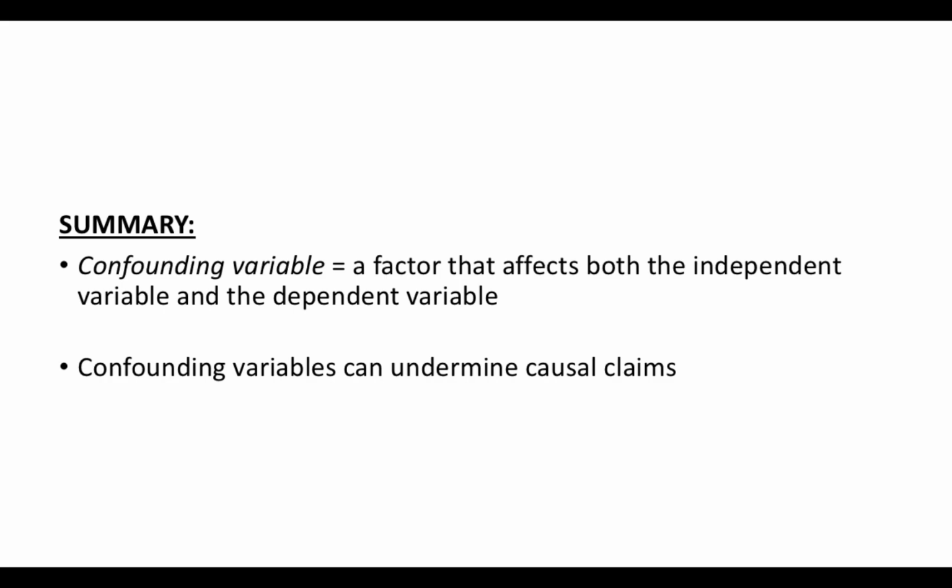So to wrap this up, just remember that a confounding variable is a factor that affects both the independent variable and the dependent variable. And two, that confounding variables can undermine causal claims. So here is the first assignment.